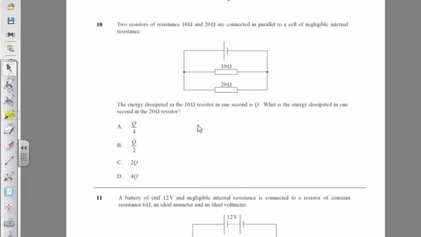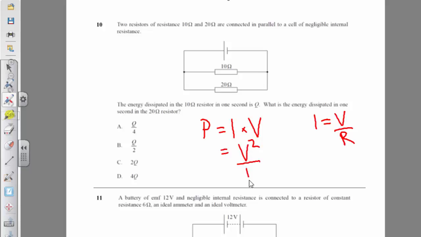So power is equal to current times voltage. And we know that the voltage is going to be the same for both. The current's going to be different for both. But what we're given is a resistance. So we know that I is equal to V over R. So we can substitute that in. So that's equal to V squared over R.